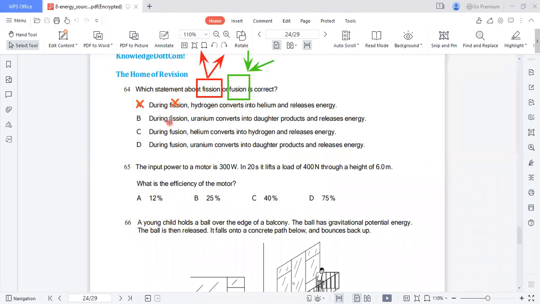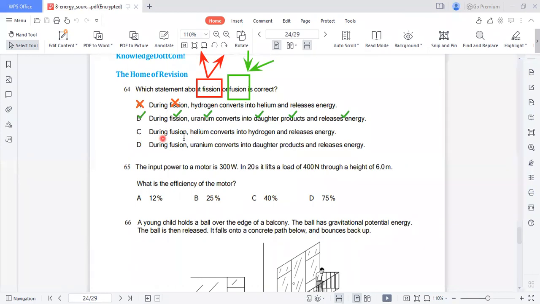During fission, a heavy nucleus breaks and converts into two smaller nuclei. Uranium converts into daughter products and releases energy. Yes, it is possible. Fission means breaking of uranium into daughter products and releasing energy. It looks correct.